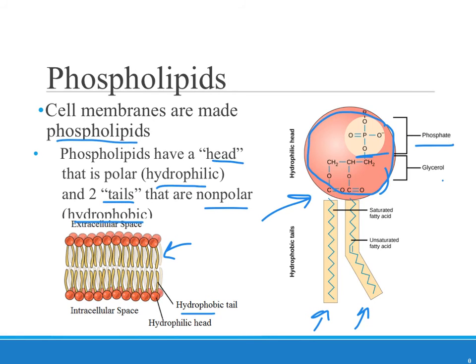The phospholipids will automatically form this bilayer, and this is what we see on our cell membrane, where the fatty acid chains, the hydrophobic tails, end up in the middle, and then the water-loving or hydrophilic heads are on either side.